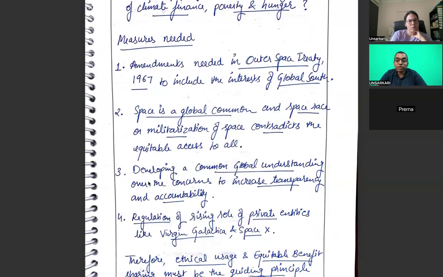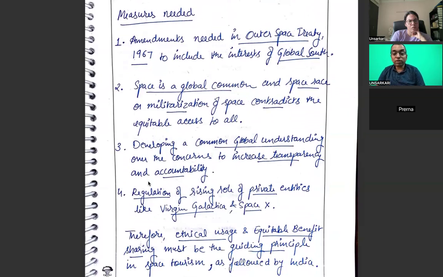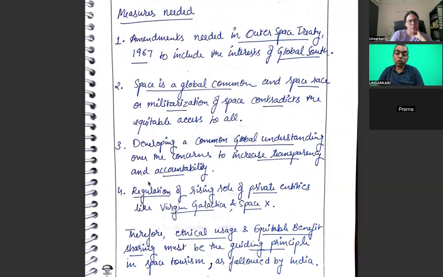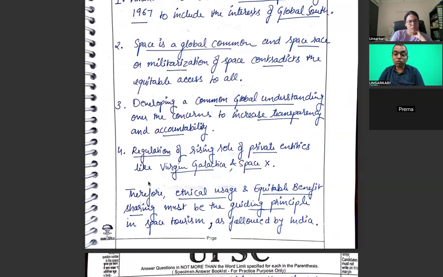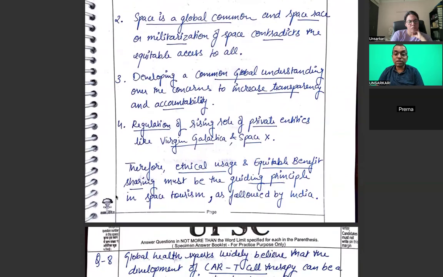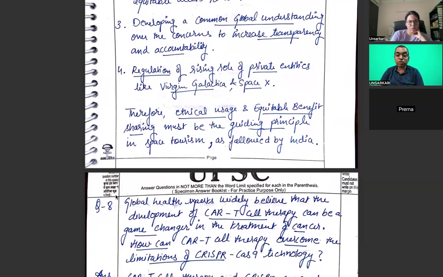Amendments needed in outer space treaty to include the interest of global south. Space is a global concern, and space race or materialization of space contradicts the equitable access to all. It must be addressed. Developing a common global understanding over the concerns to increase transparency and accountability must be there. Regulation of rising role of private entities like Virgin Galactic and SpaceX. Definitely, this is a very good point. Therefore, ethical usage and equitable benefit sharing must be guiding principle in space tourism, as followed by India.